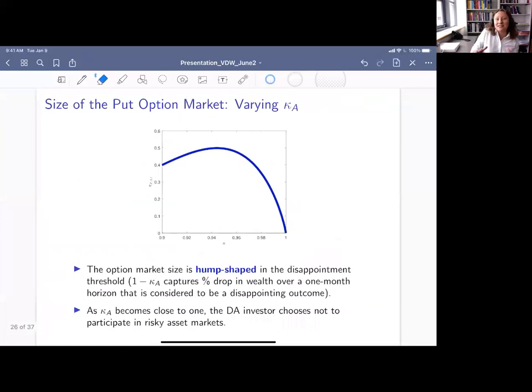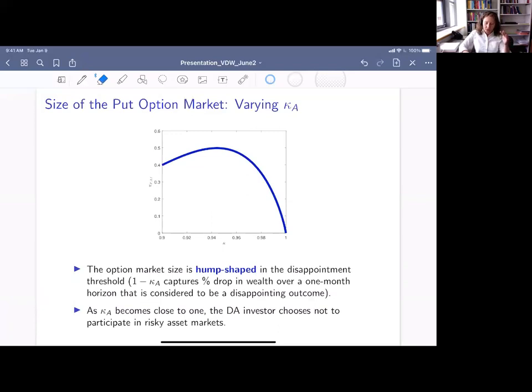This result is the theoretical result that speaks to the disappointment aversion literature. It shows what I outlined earlier, the hump shape of the market with respect to this kappa threshold. So when kappa is 1, you see that there's no market, because this is exactly where the agent is staying out of the market altogether. Basically, the flat region is so wide and it covers the whole distribution of the dividend, then the investor chooses not to participate in risky markets altogether and just invests everything in the risk-free asset.